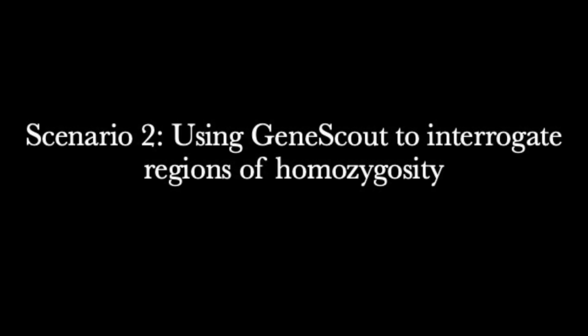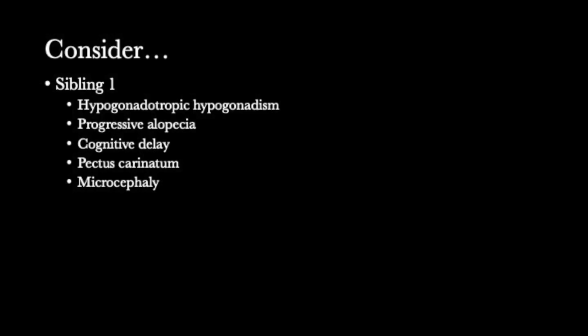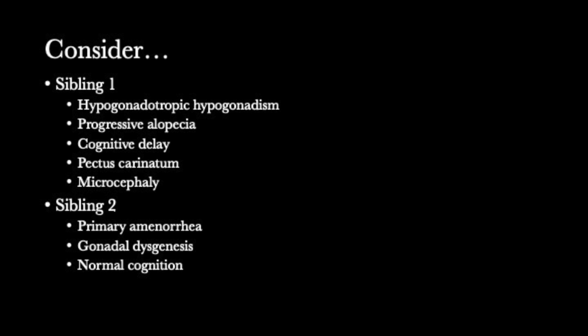Scenario 2 shows how GeneScout may be used to interrogate regions of homozygosity. In this example, we compare homozygous regions between siblings with overlapping clinical features. The siblings' chromosome SNP microarray results each retrieve runs of homozygosity greater than 3 megabases. Sibling 1 presents with hypogonadotropic hypogonadism, progressive alopecia, cognitive delay, pectus carinatum, and microcephaly. Sibling 2 presents with primary amenorrhea, gonadal dysgenesis, and normal cognition.